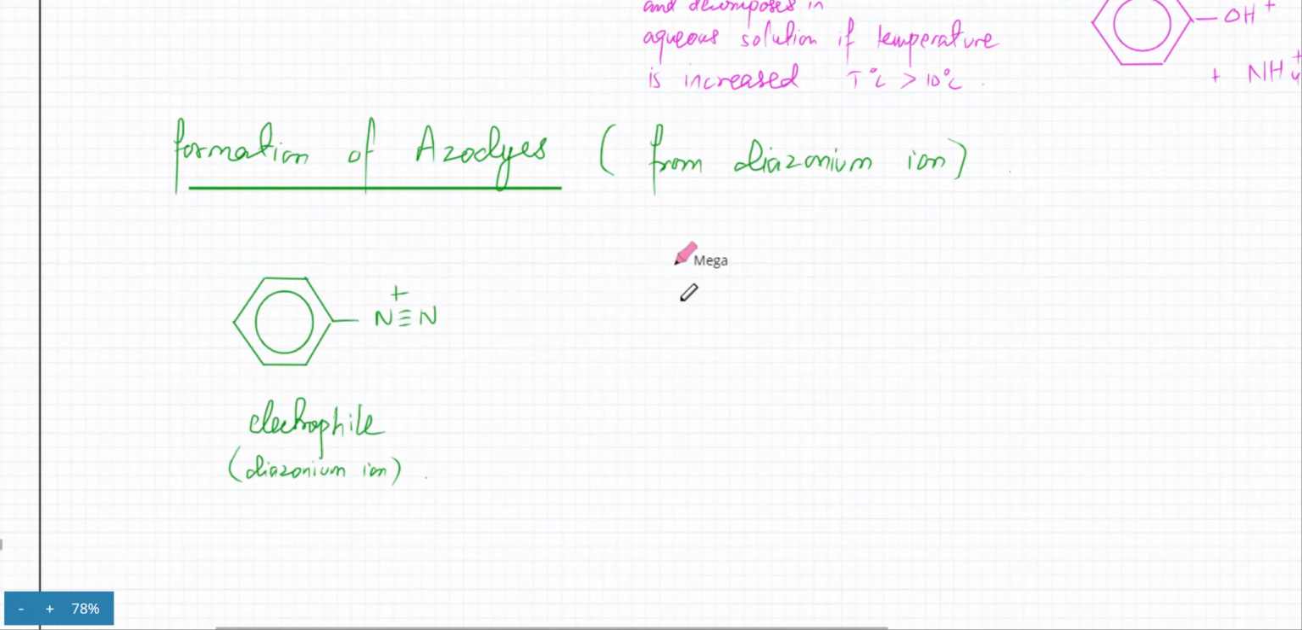If you look at any benzene, it has this pi electron cloud. So every benzene molecule has lots of electrons.